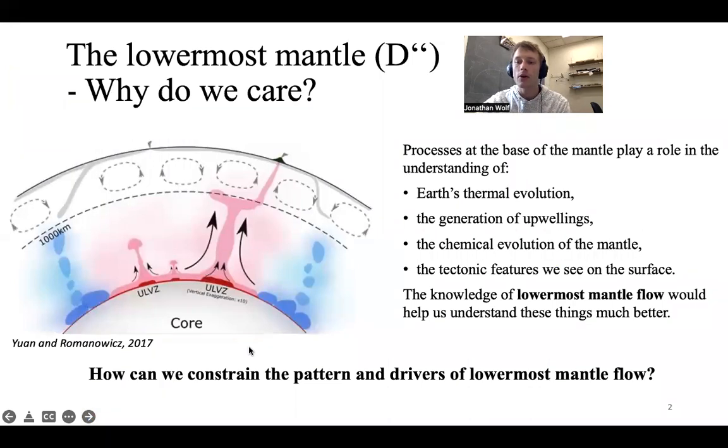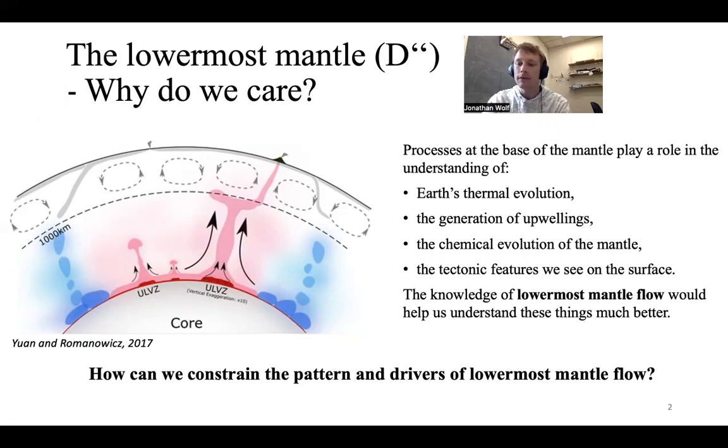Let's first talk about why the lowermost mantle is interesting. Processes at the base of the mantle play an important role in the thermal evolution of Earth. Heat flow across the core mantle boundary indirectly influences convection in the mantle, for example, by leading to the generation of upwellings that may eventually become plumes. This means that by influencing how the Earth's mantle convects, processes at the core mantle boundary directly or indirectly influence the tectonic features that we can see at the surface.